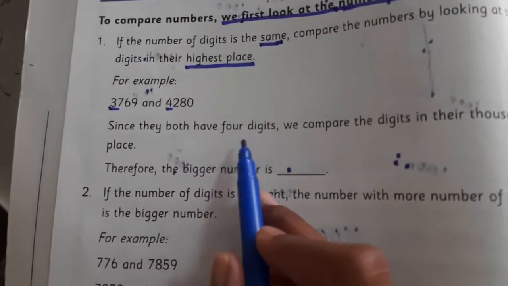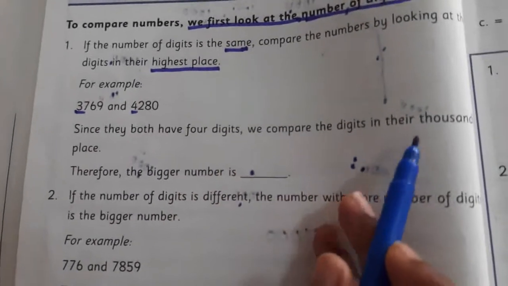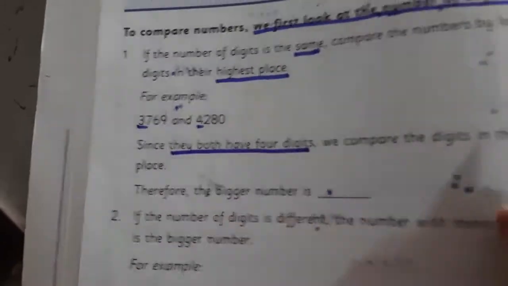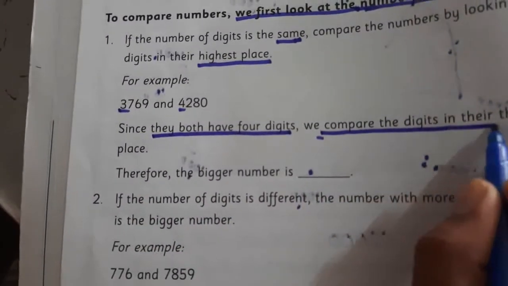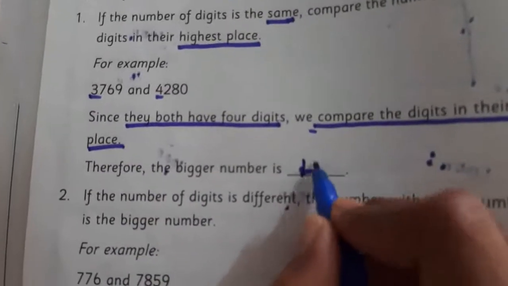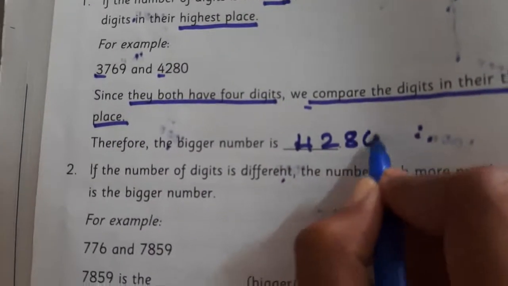Since they have 4 digits, we compare the digits in the thousands place. If they have 4 digits, compare the digits in the thousands place. So now the bigger number is 4,280.